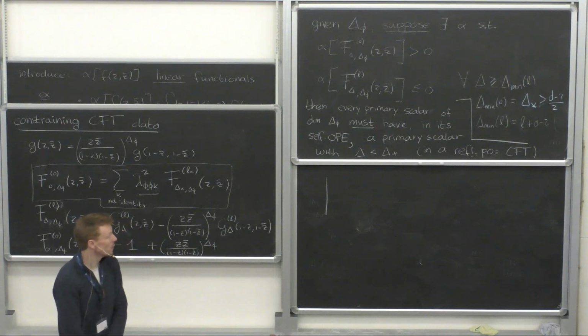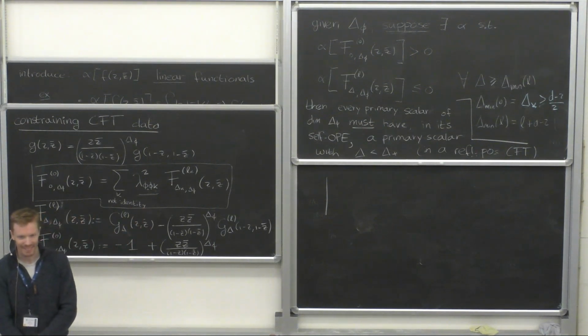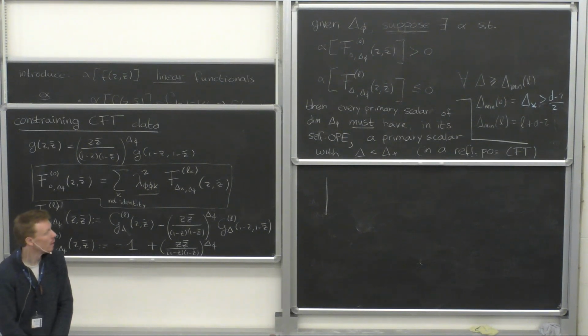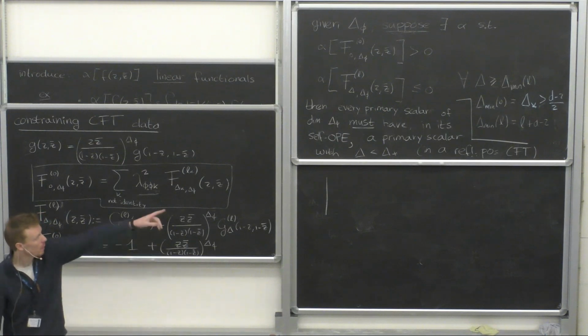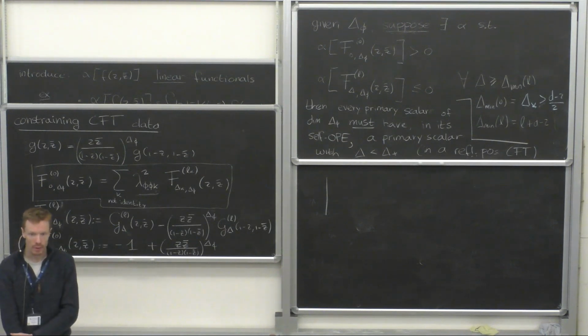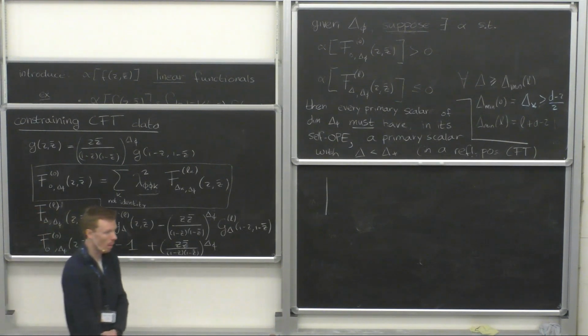No, I changed the definition with blue. Delta min is just some number that I pick. And now it's delta star. Yeah, sorry. And it's strictly bigger than (d-2)/2, the unitarity bound.